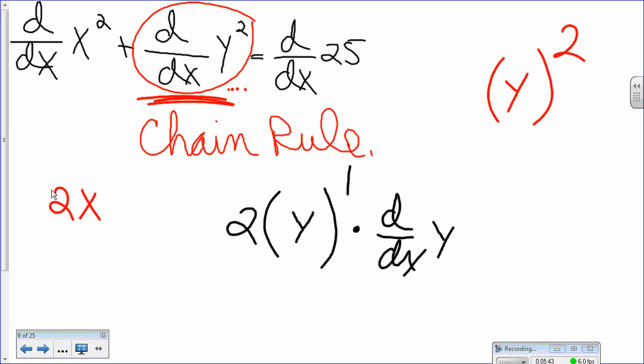So how do we take the derivative of a composite function? Well, derivative of the outside, the 2 came down front. The exponent got smaller by 1. So derivative of the outside evaluated at the inside times the derivative of the inside.